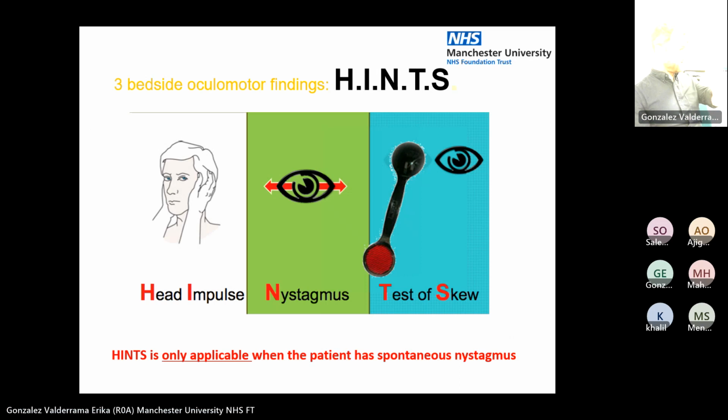So this might be like teaching you all to suck eggs, but I'm just going to go through it. HINTS is head impulse, nystagmus, test of skew, which we'll go through now. And the thing to remember, which I'm going to say multiple times, is you can only apply this when the patient has spontaneous nystagmus. So their eyes have to be moving. If they're moving in the dark, that counts as well. But as long as there is nystagmus of some kind, then you can apply HINTS. The reasons for that will become clear in a second.